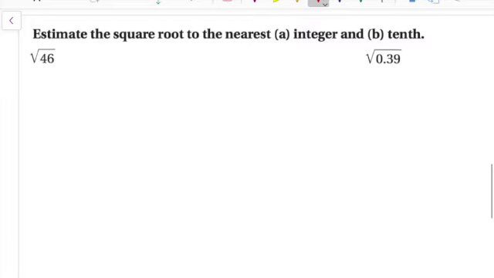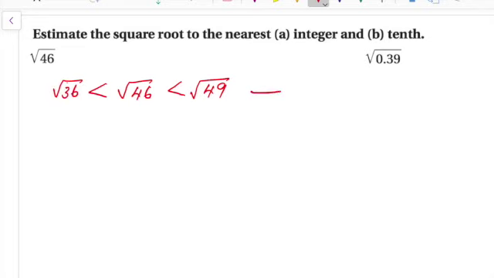Estimate the square root to the nearest integer and the tenth. Now we know what the procedure is. I will write the square root of 46, and I can clearly see it's between 49, that is 7 to the second power, which is 49, and 6 to the second power, which is 36. So that means the square root of 46 is going to be between 6 and 7.